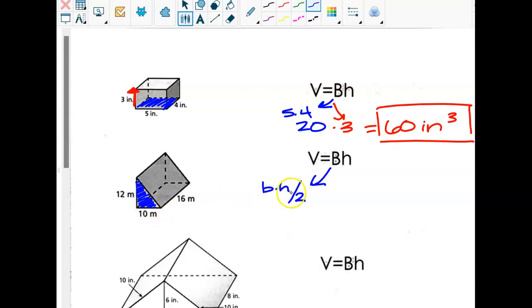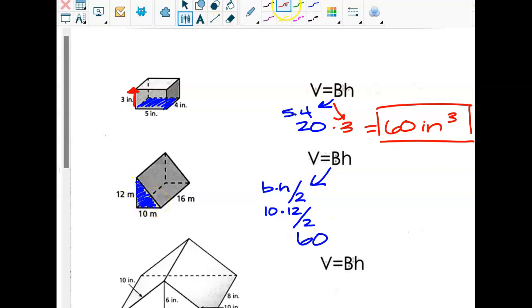So when we're talking about base and height on a triangle, we're always looking for the 90-degree angle. So it looks like 12 and 10 are at a 90-degree angle. So I would say the base of that triangle is 10. The height of that triangle is 12. 10 times 12 is 120. When we half that, we get 60. So that means the area of the base is 60.